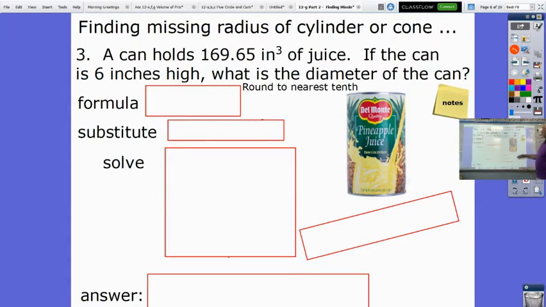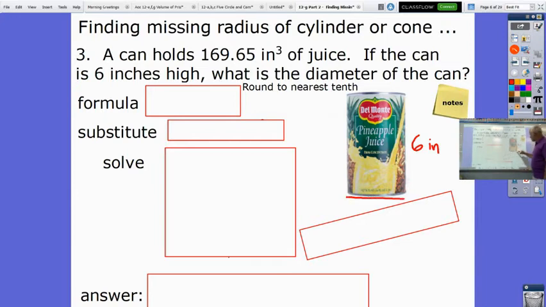So again, here's our situation. The can of pineapple juice holds 169.65 cubic inches of juice. And if the can is 6 inches high, it's one of these little cans, right? So 6 inches, yeah, I guess it's like a normal can, 6 inches high. What is the diameter of the can?